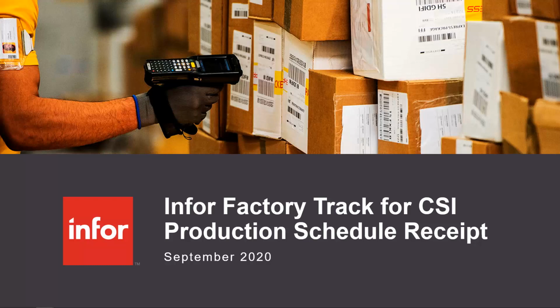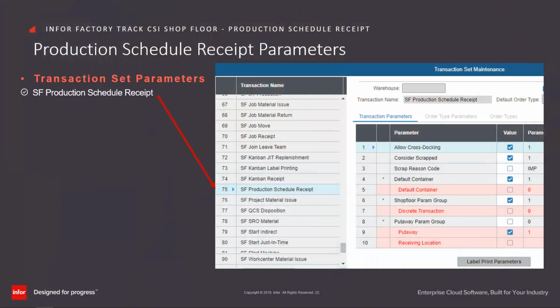Infor Factory Track for CSI, Production Schedule Receipt. Factory Track has several shop floor production schedule receipt parameters to control the validations, displayed fields and processing options that are permitted as part of the production schedule receipt process.